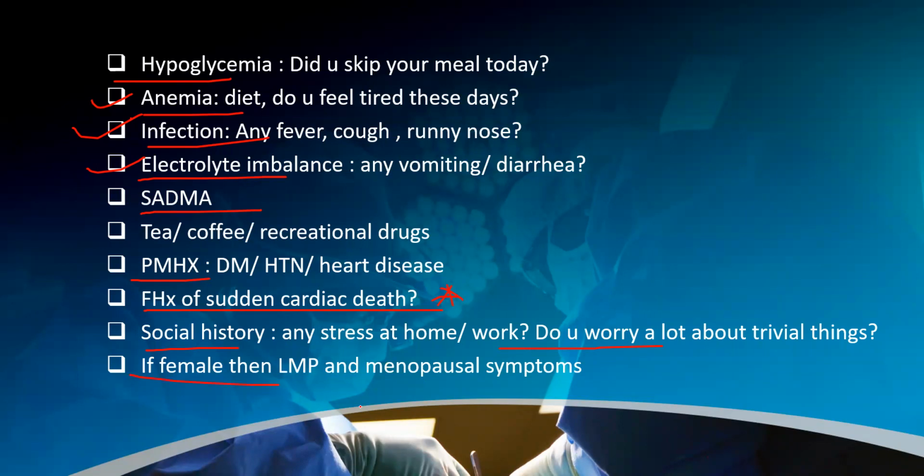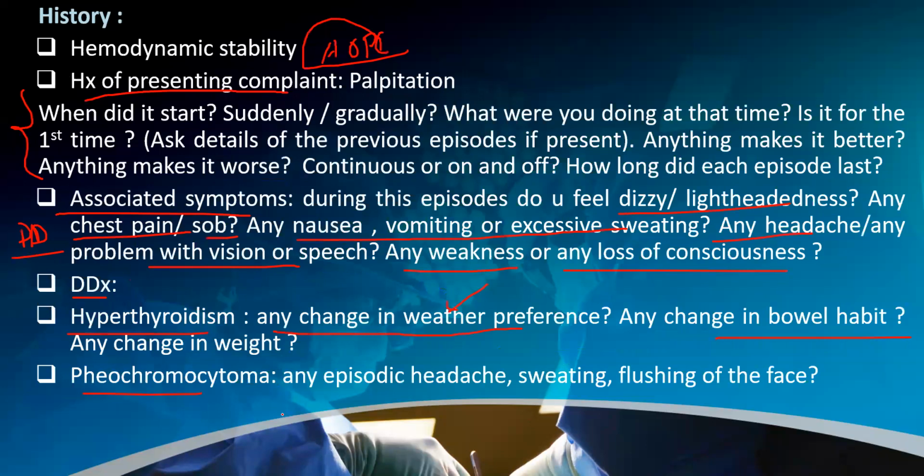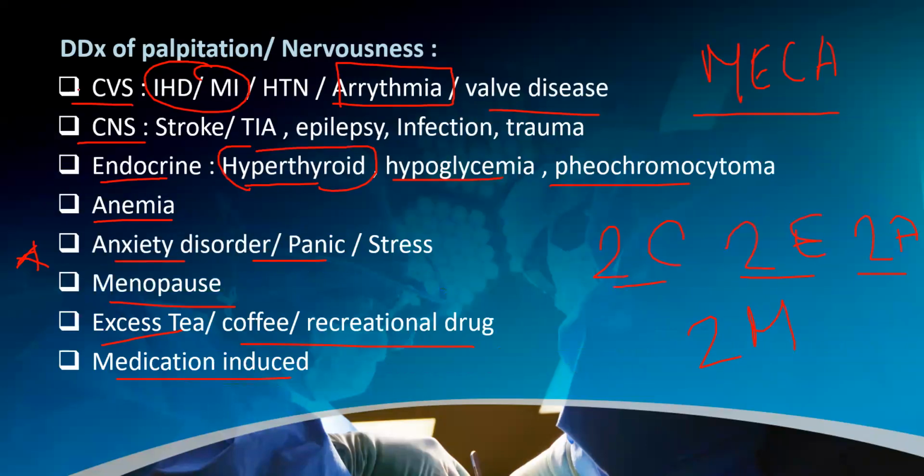If it's a female patient, we have to ask about their last menstrual period and their menopausal symptoms if the age is more than 40. Okay. So that's pretty much everything about your history of palpitation. If we go through it, you can see that everything we have already asked follows our history pattern.